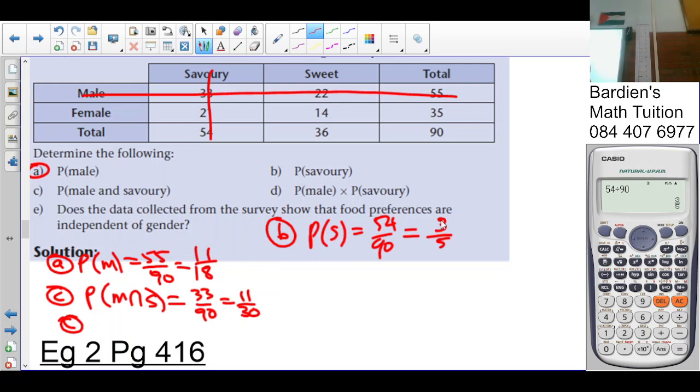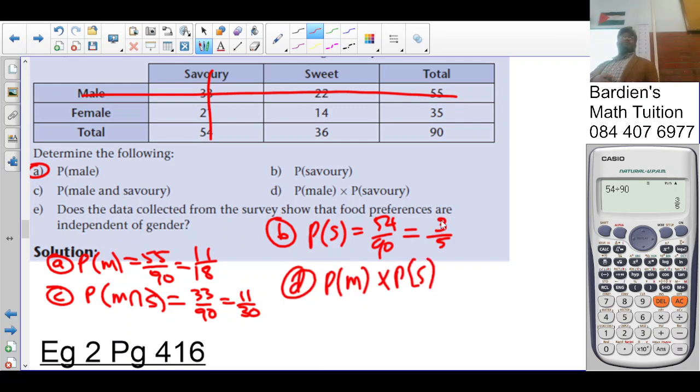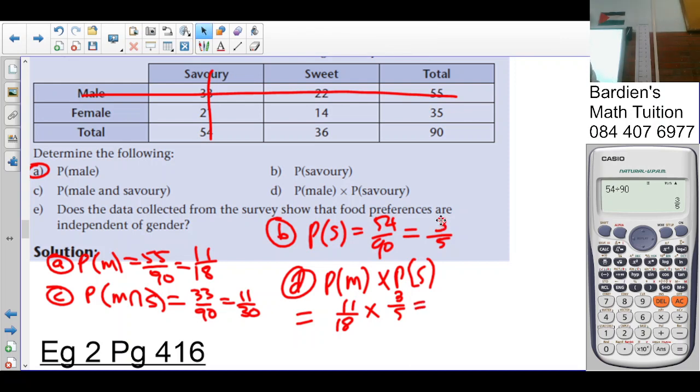Then C was the probability of male intersection savory. D. They want you to work out the probability of male times the probability of savory. Am I moving too fast? No, you guys understand, okay? The probability of male is 55 over 90 or 11 over 18, times the probability of savory, 3 over 5, which gives us an answer of 11 over 30. Is that correct?